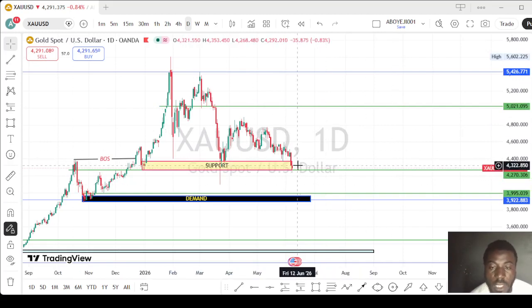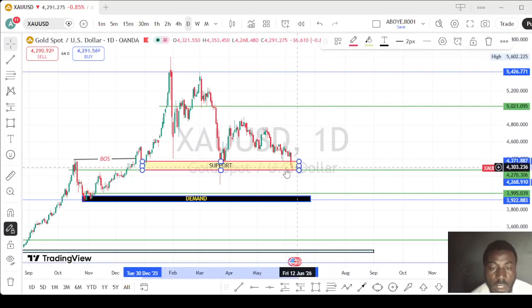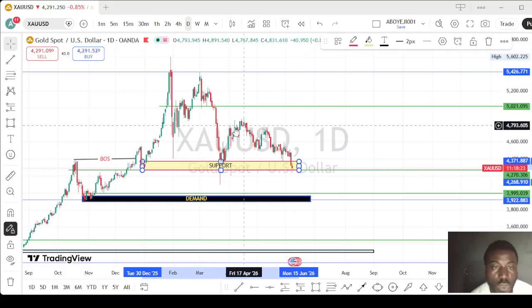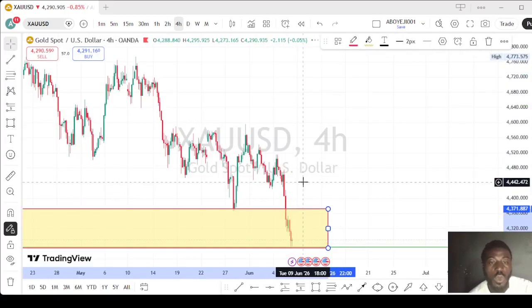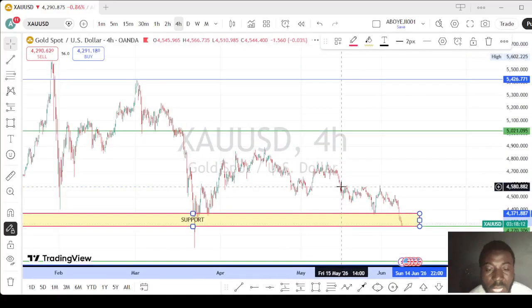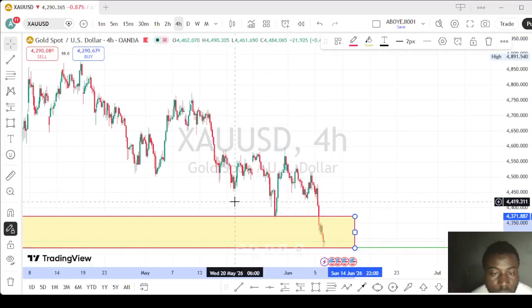So let's see if the market can break it. If the market breaks it, it will retest and continue that trend. And this is what we are seeing on the daily time frame. Let's move to 4 hour time frame, which is our analysis time frame.